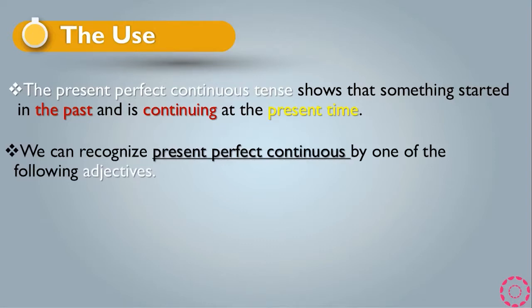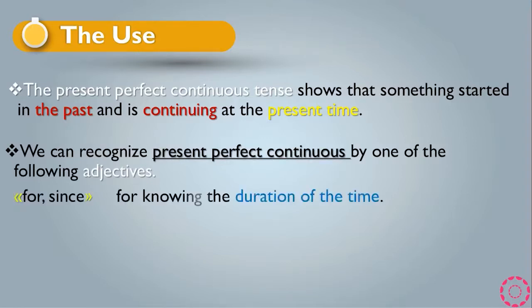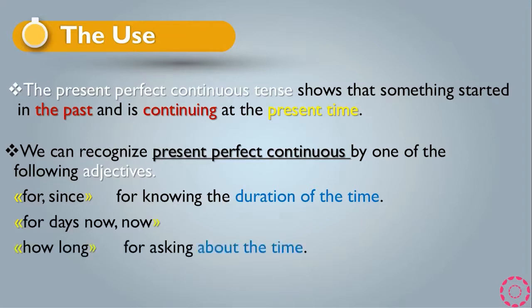We can recognize present perfect continuous by one of the following words. For example, for and since, for knowing the duration of the time. When we have for and since in the sentence, we know that this sentence is present perfect continuous. Or for days now, or now. These are also words that, when they are in the sentence, show it is present perfect continuous. How long? For asking about the time.